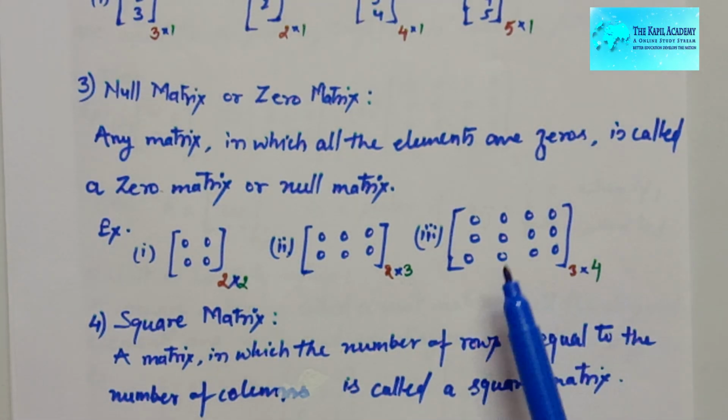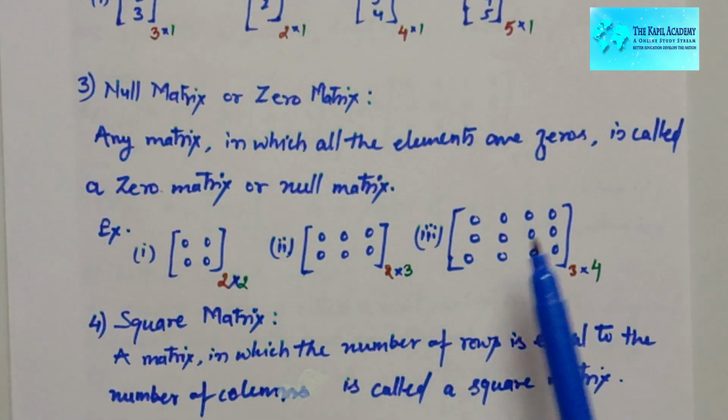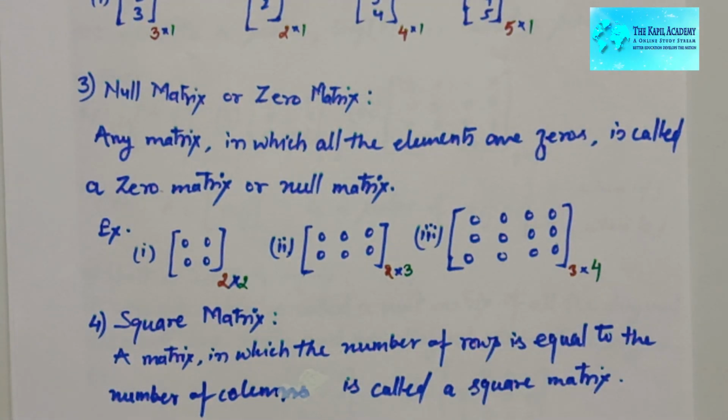Similarly, 3 by 4 has 12 elements and all elements are 0. This is the arrangement of the 12 zeros.